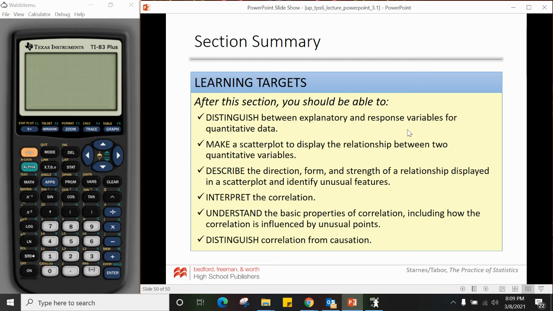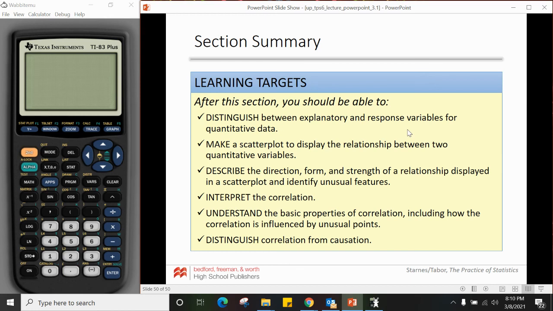Making a scatter plot to describe the relationship between two quantitative variables. When you describe, you give the direction, so positive, negative, or none. Form, is it linear or nonlinear? The strength, how strong that value is, looking at the R value. And any unusual features. These are all three things you need to put in your describe.